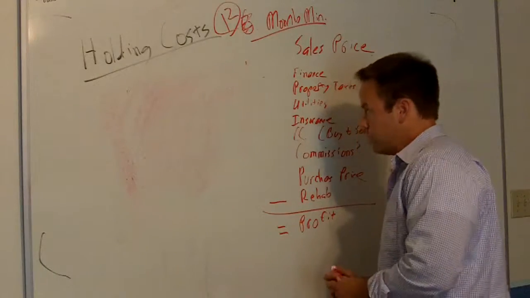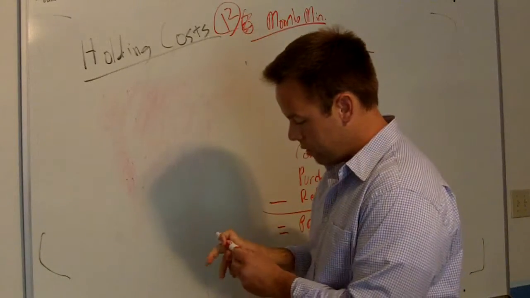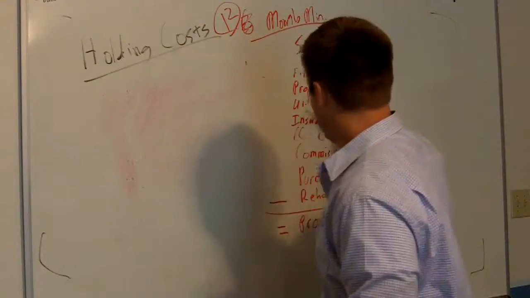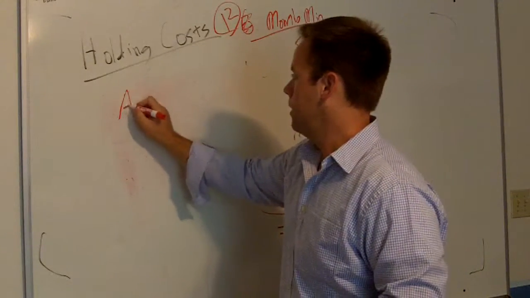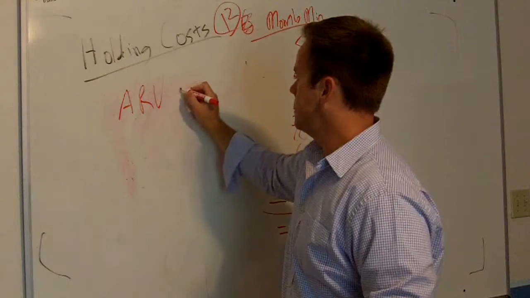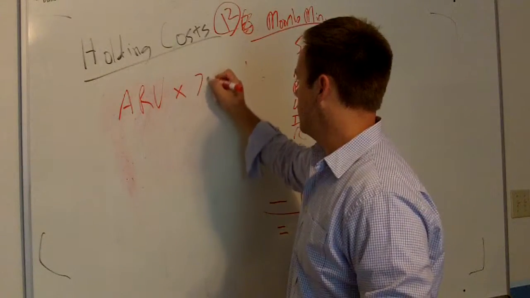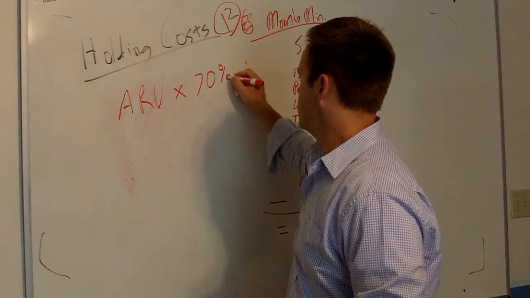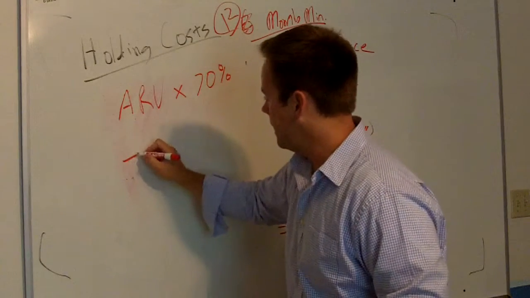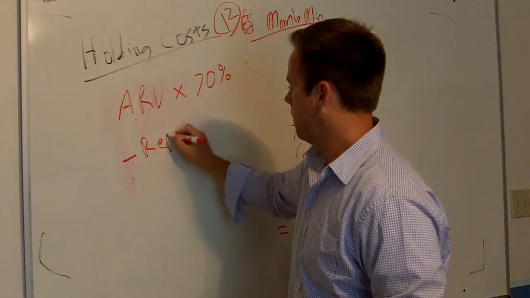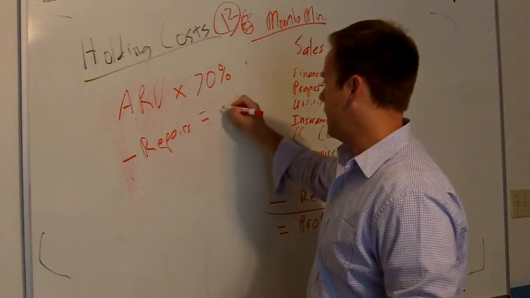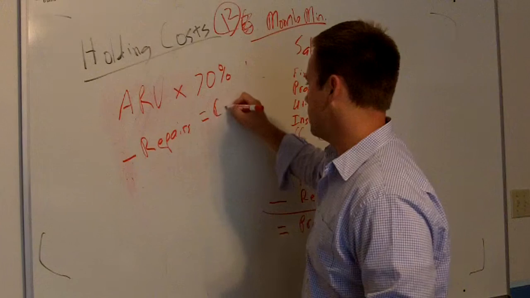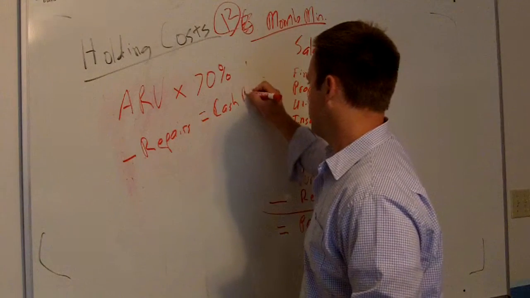Okay, so here it is. Here's the rule of thumb, or the formula. If you don't want to calculate all these things, I can do it much easier for you. Ron the Grand taught me this. ARV times 70% minus repairs equals what you should pay. That's going to be your cash buyer's price if you're wholesaling.